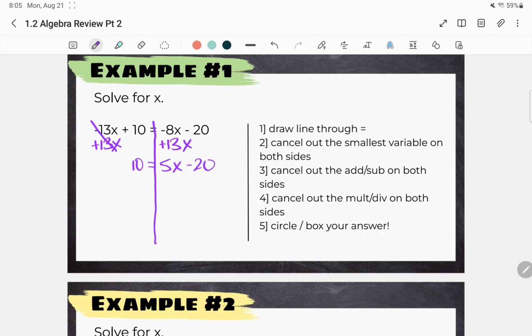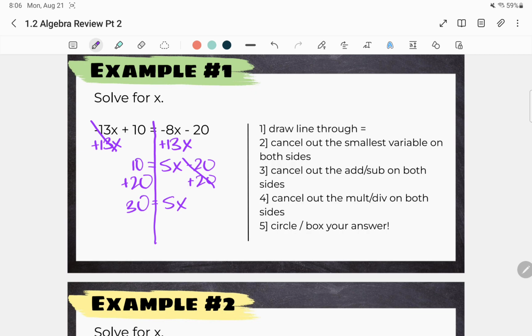All right, next step, I'm going to cancel out the addition and subtraction. So this is now a two-step equation. So just like before, I look for the side with the x on it and what's being added or subtracted, and it's that minus 20. So to cancel out, I'm going to do the opposite, which is plus 20 on both sides. That leaves me with 10 plus 20 is 30 on the left here. And these 20s cancel out, so I got 5x.